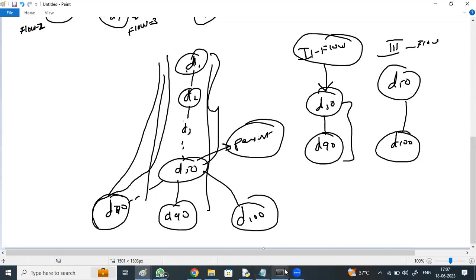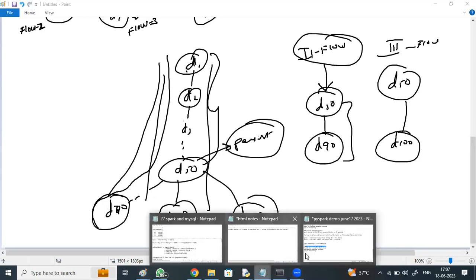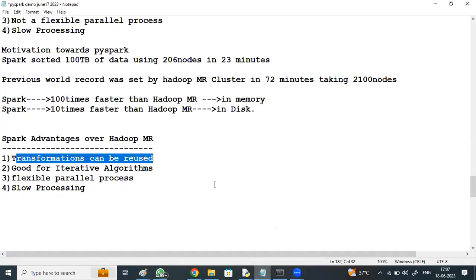And yes, that is the advantages of Spark over Hadoop MR. Hadoop is already a fast processing model, right? And Spark is good for iterative algorithms, mostly used for iterative algorithms, right? Machine learning algorithms. Flexible parallel processing. We can increase the parallel processing furthermore, and we can control the parallel processing in the case of Spark.